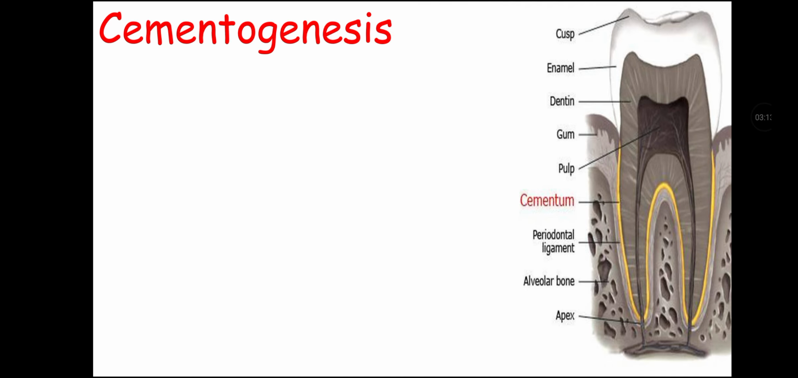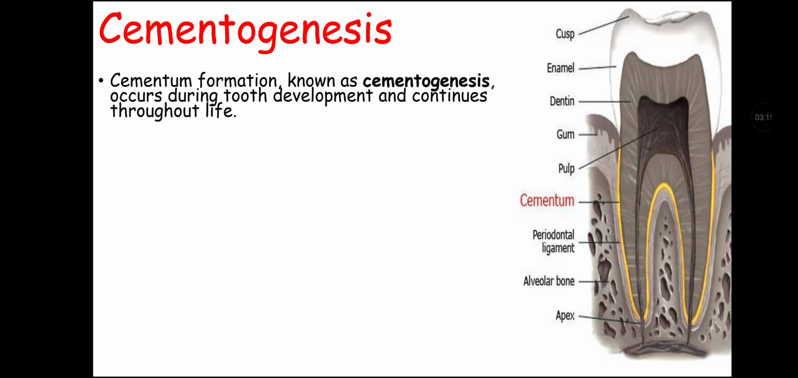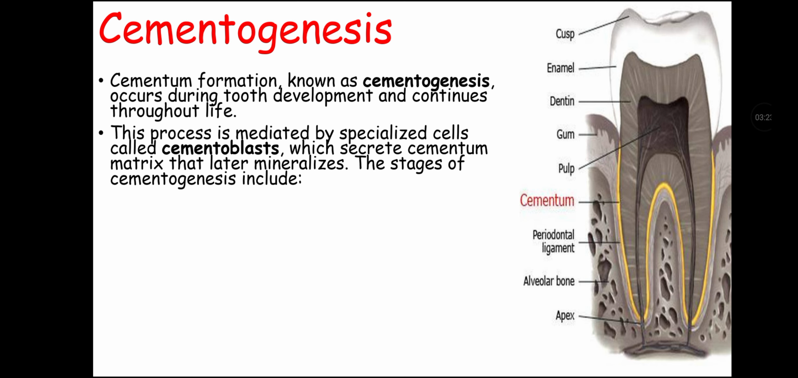So now let's talk about cementogenesis. Cementum formation, that is known as cementogenesis, occurs during tooth development and continues throughout life. This process is mediated by specialized cells that are called cementoblasts, which secrete cementum matrix that later mineralizes.